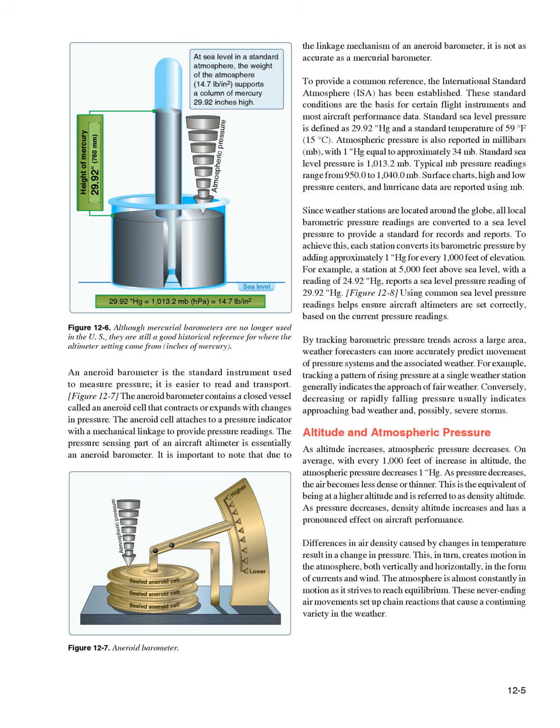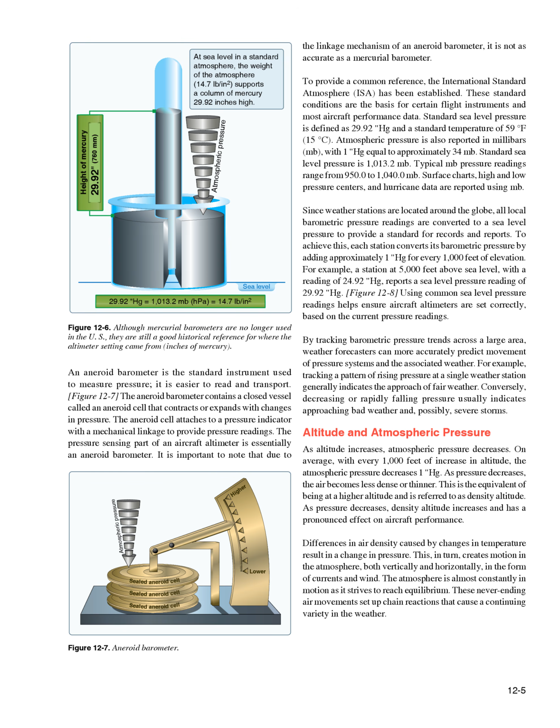The pressure sensing part of an aircraft altimeter is essentially an aneroid barometer. It is important to note that due to the linkage mechanism of an aneroid barometer, it is not as accurate as a mercurial barometer. To provide a common reference, the International Standard Atmosphere, ISA, has been established. These standard conditions are the basis for certain flight instruments and most aircraft performance data. Standard sea level pressure is defined as 29.92 Hg and a standard temperature of 59 degrees Fahrenheit, 15 degrees Celsius.